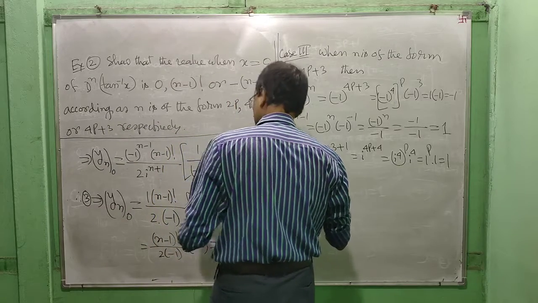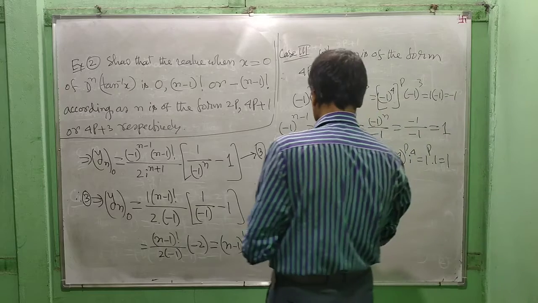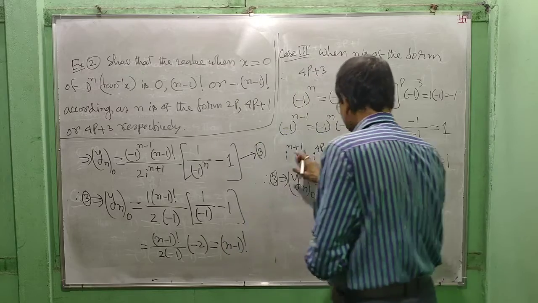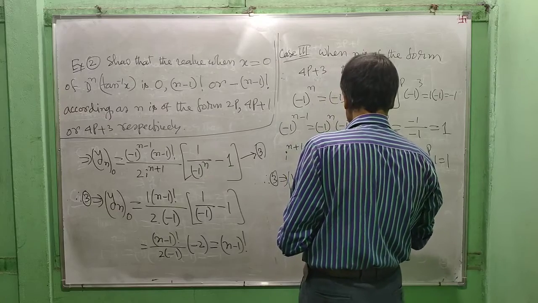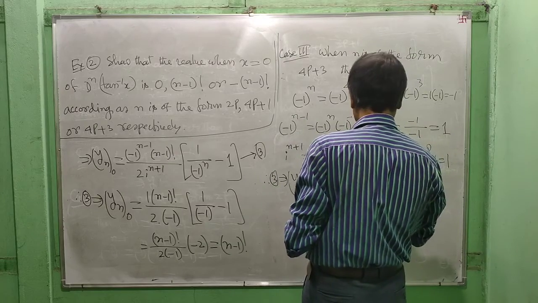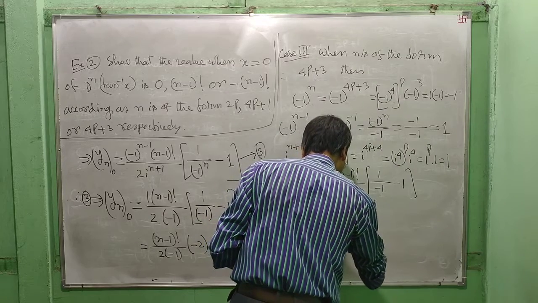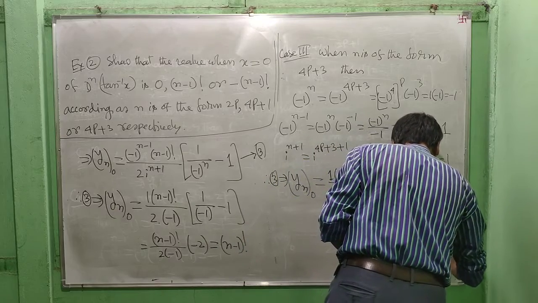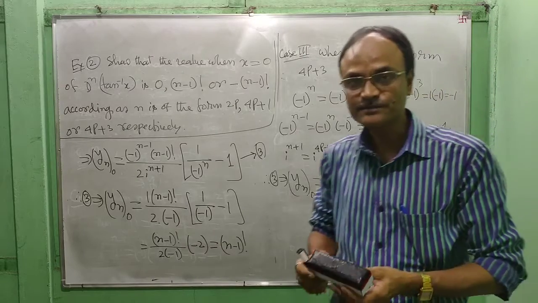y n 0. This is equal to, you see, minus 1 whole to the power n minus 1 is equal to 1. Factorial n minus 1 divided by 2. I to the power n plus 1 is also 1. Minus 1 whole to the power n is equal to minus 1. 1 by minus 1, minus 1. This is equal to factorial n minus 1 divided by 2 into minus 2. This is equal to minus factorial n minus 1.